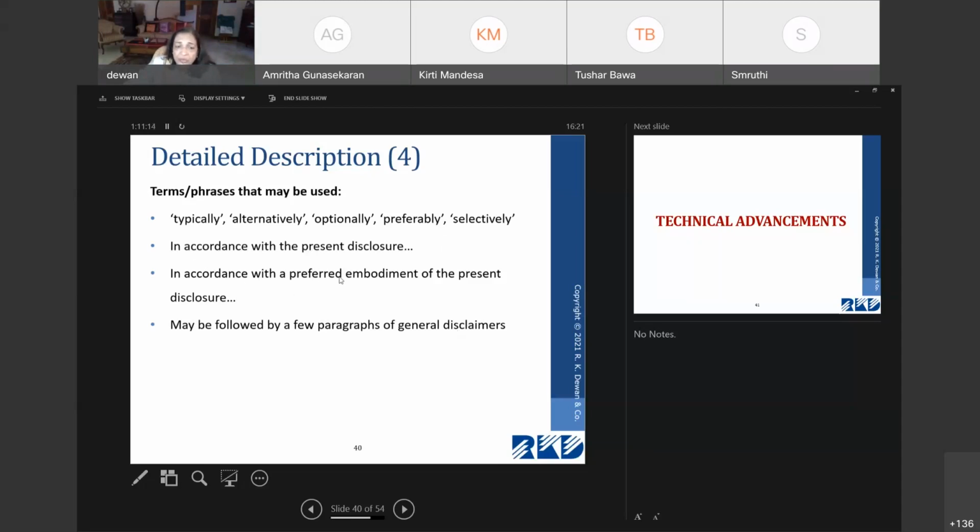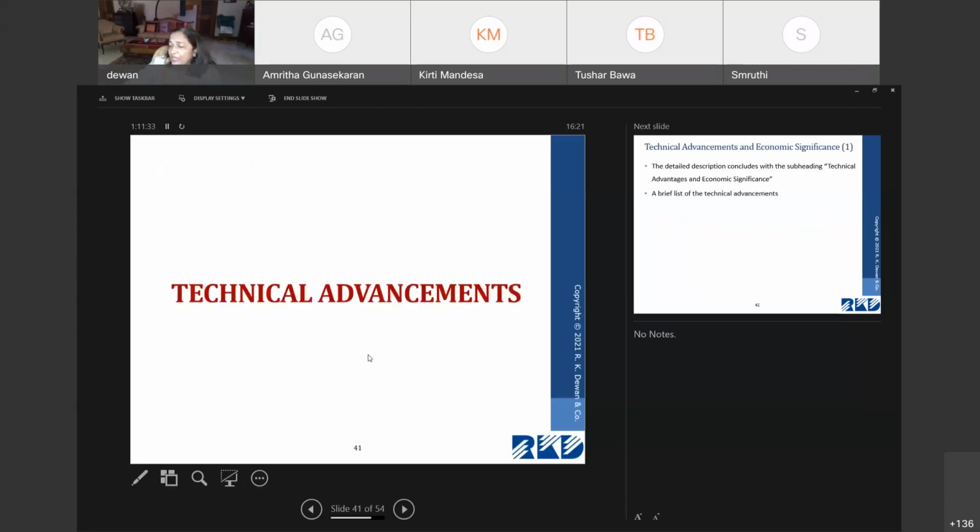And then if there is a preferred embodiment, an example which you have actually carried out, you can talk about the preferred embodiment. Then you can adopt a practice of putting a few paragraphs of general disclaimers, which sometimes helps, but many times the patent office says that you are increasing the scope by these general paragraphs, and they may ask you to take them out. So this is how we expand the summary.